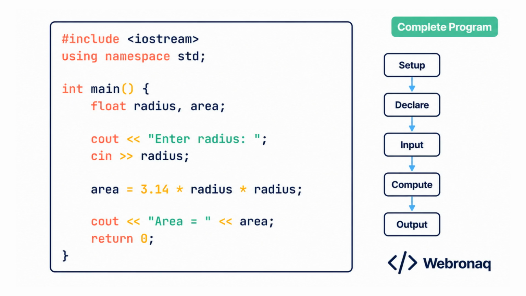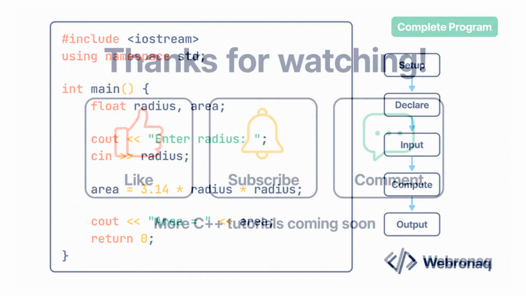If you want to make this program more accurate, swap 3.14 for M_PI from the cmath header, and you'll instantly jump from 2 decimals of precision to about 15. Same logic, sharper result. That's the area of a circle in C++. Simple program, but every line of it is doing real work.